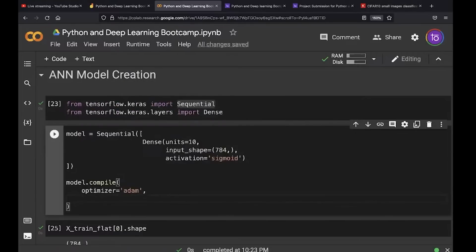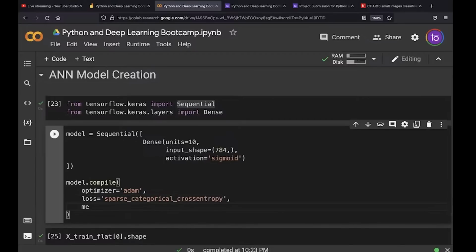Okay. I'm going to use a loss, which will tell me how much loss has been created. So which function am I going to use? I'm going to use sparse categorical cross entropy. Okay. And last is your metrics, the metric for your accuracy, right?